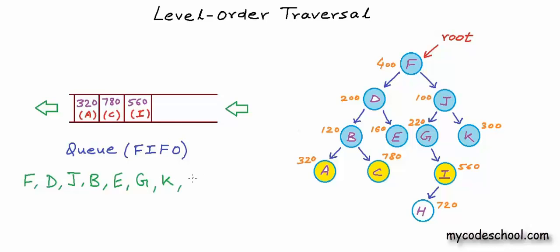Now we will visit this node at 320 with value A, and then we have C, and now we will print I, and the node with data H will go into the queue. Finally we will visit this node, and now we are done with all the nodes. The queue is empty. Once the queue is empty, we are done with our traversal.